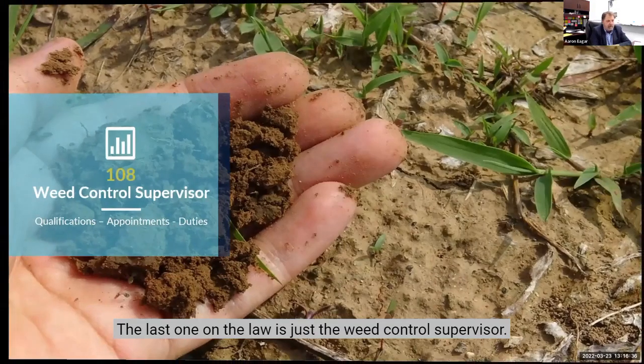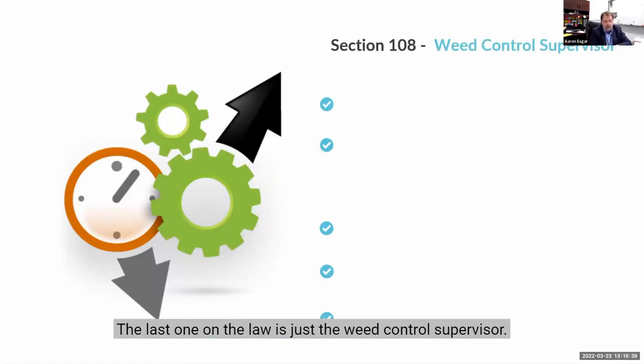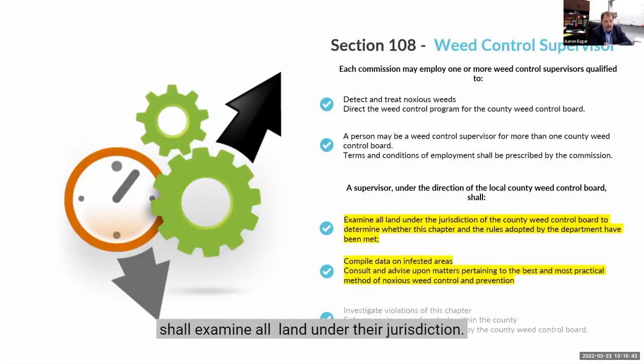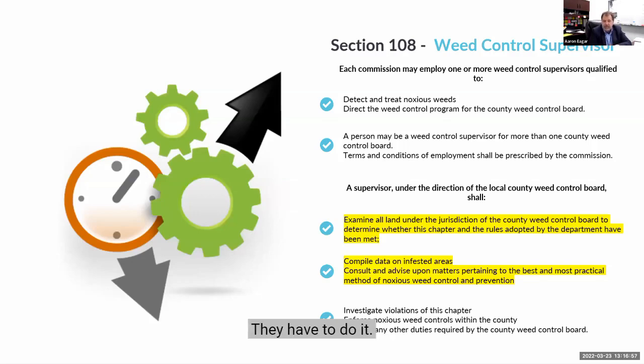The last one on the law is just the weed control supervisor. This is actually written in our law that the county shall examine all land under their jurisdiction, and then they shall compile data on all infested areas. So if this is their responsibility, it's not a choice, they have to do it. We have to be able to give them tools that make it easy regardless of the size of the county.